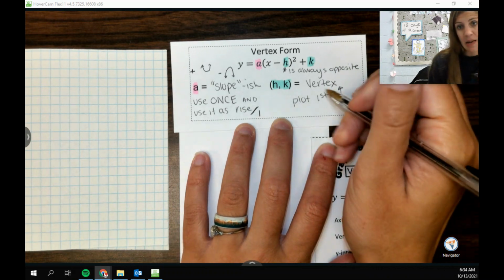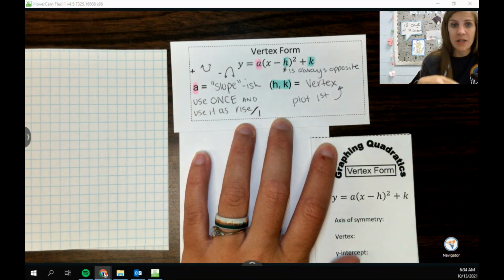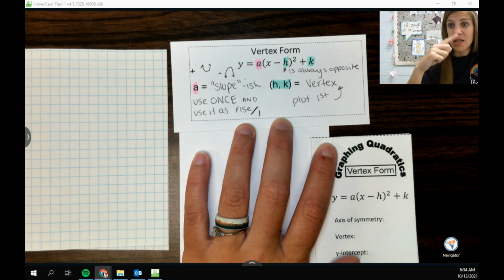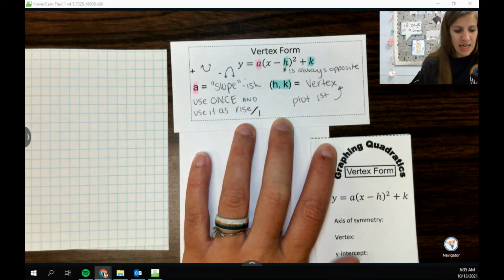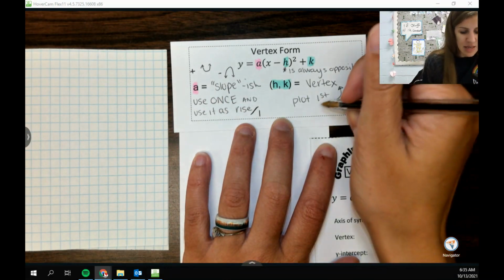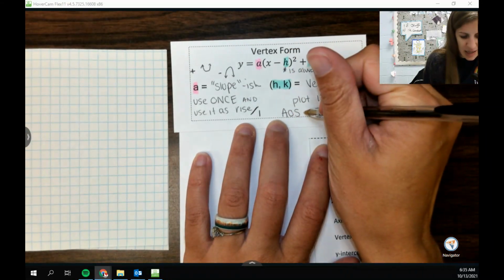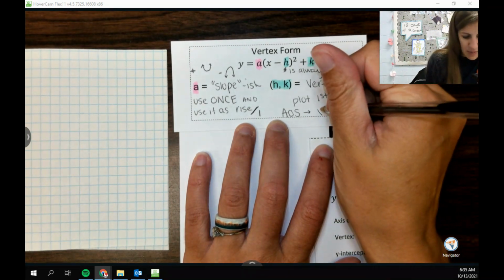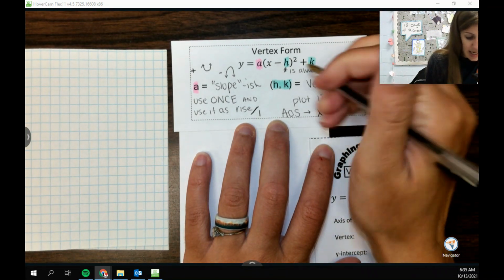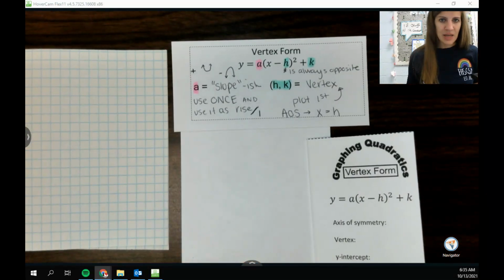Now, the other super nice thing about your vertex is that a lot of key things happen there. At the vertex, that's where the change in direction of your graph is happening, so you can do your slope from the vertex. The other nice thing is that at the vertex, you get your axis of symmetry that goes straight through it. That will be at x equals h because it's going through there. So that's kind of nice.